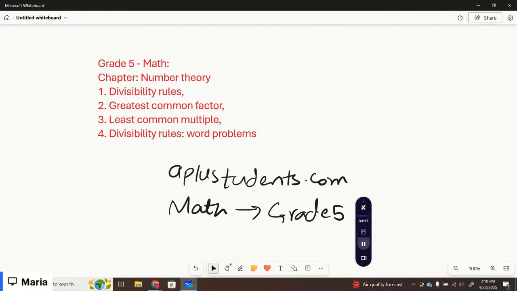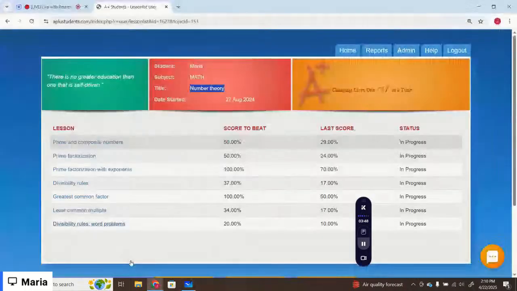We're going to start with chapter number 3. The lessons we're going to cover today are divisibility rules, greatest common factor, least common multiple, and then divisibility rules word problems. Please make sure you have your notebook and pencil so that you can note down the important examples and definitions as well. Here I'm on grade 5 math. The chapter we are on right now is number 3.